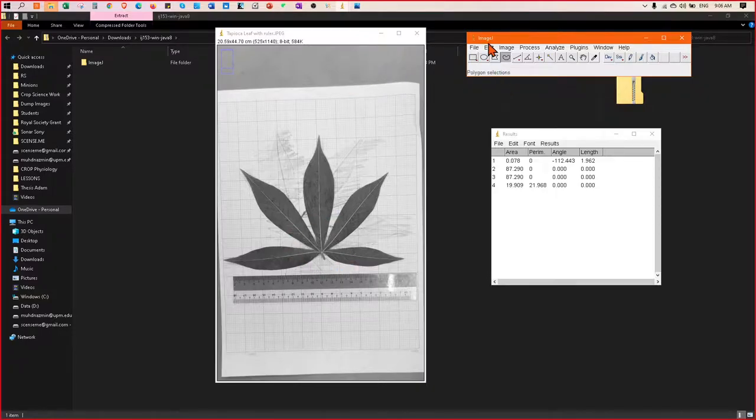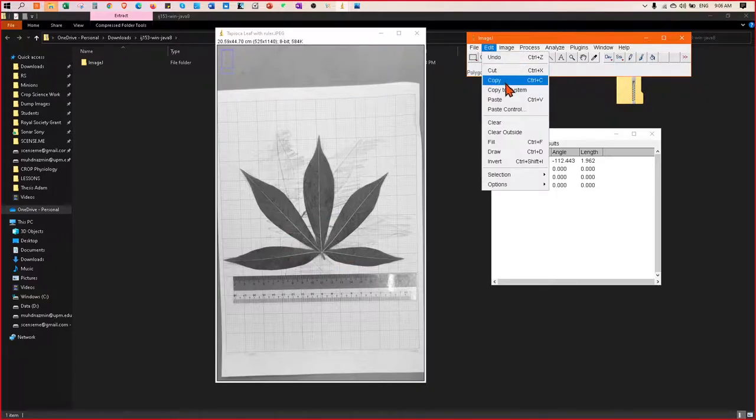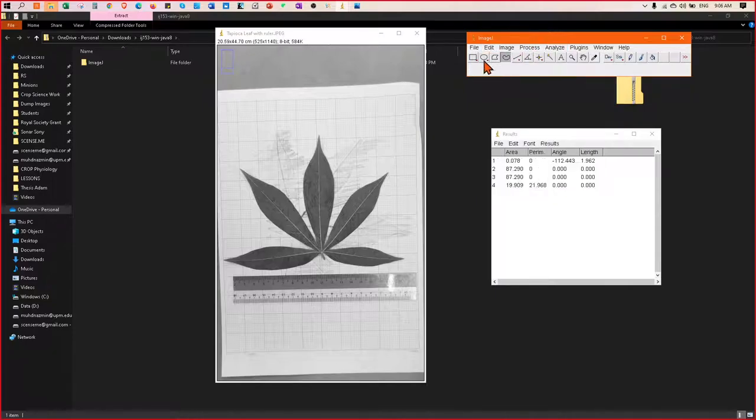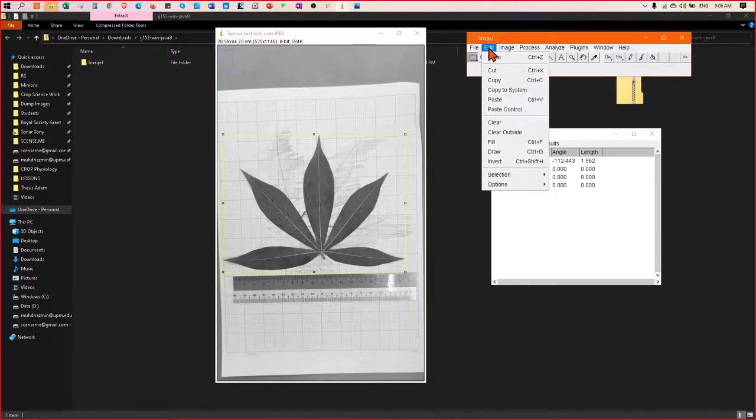Okay, so to do that, maybe I'll just use this rectangular selection. So we just select our region of interest using this rectangular selection. Yep, so that is the region that we're interested in.